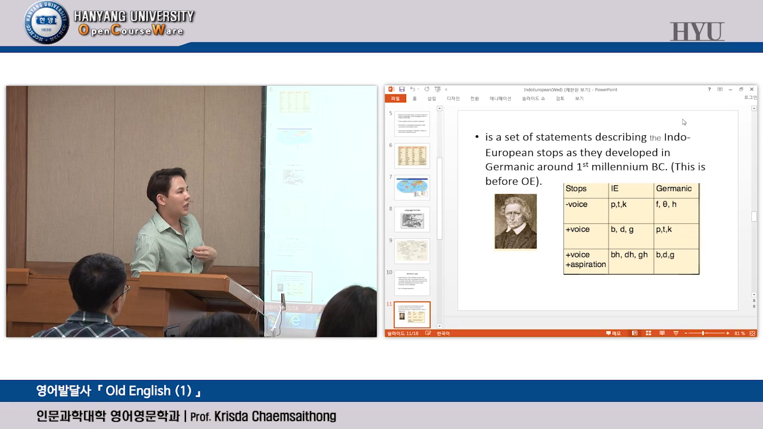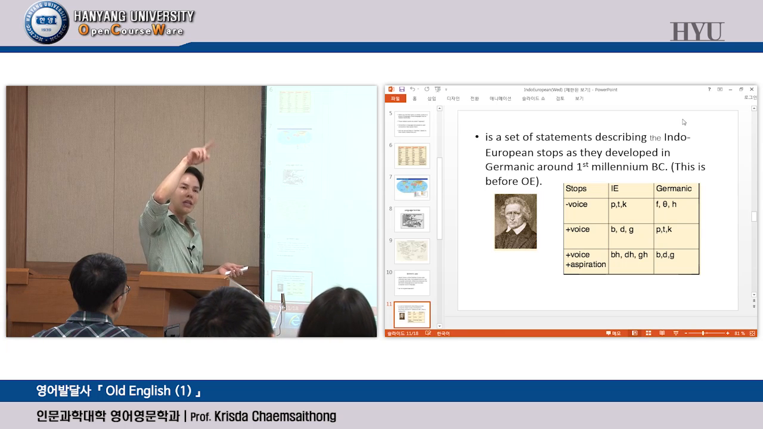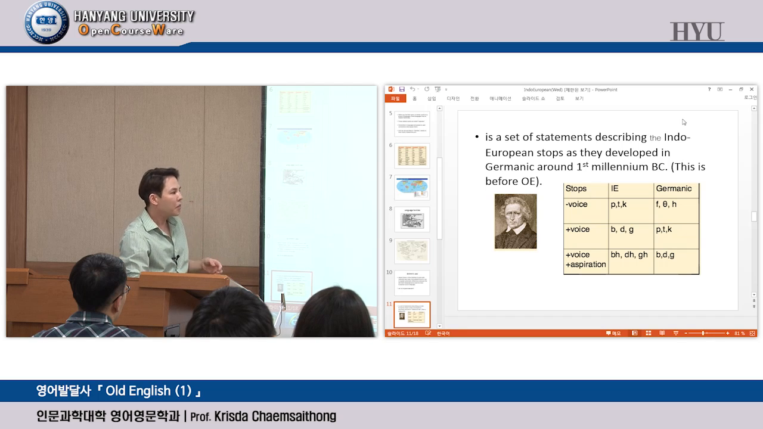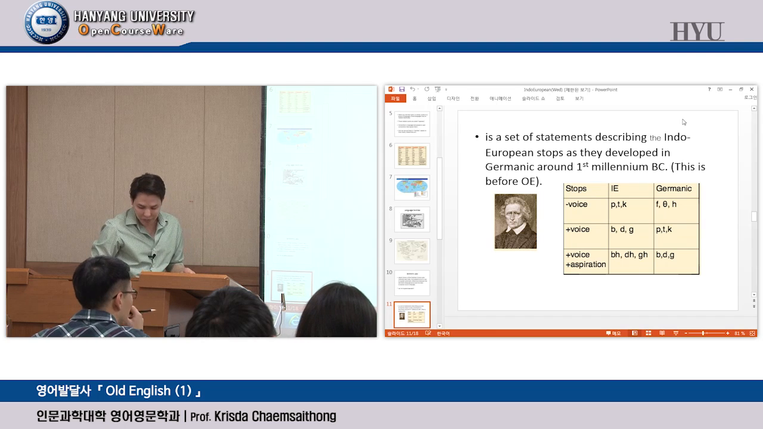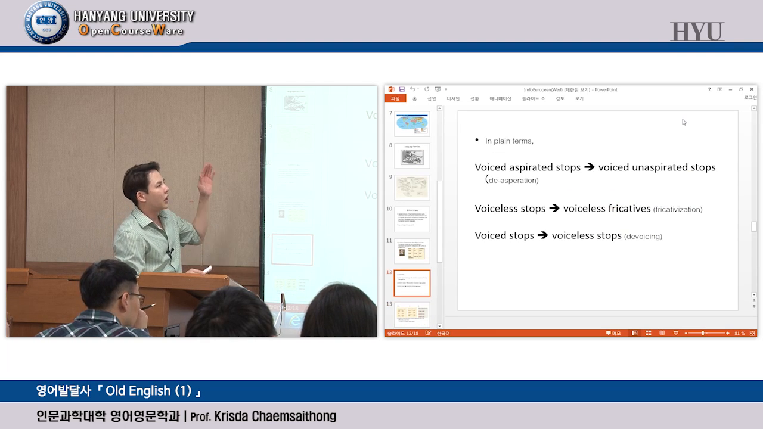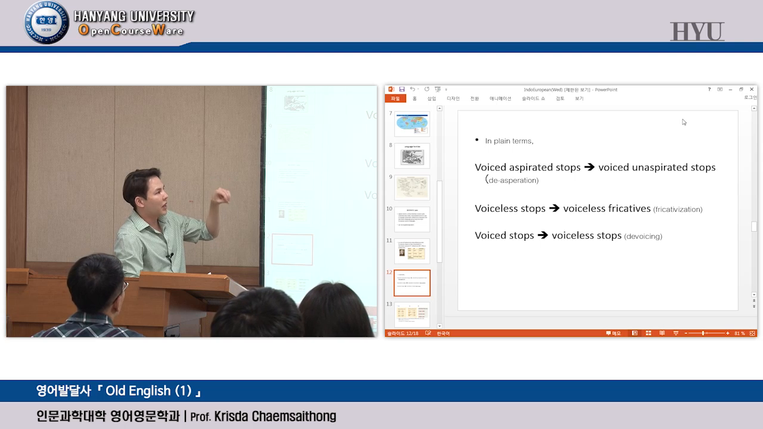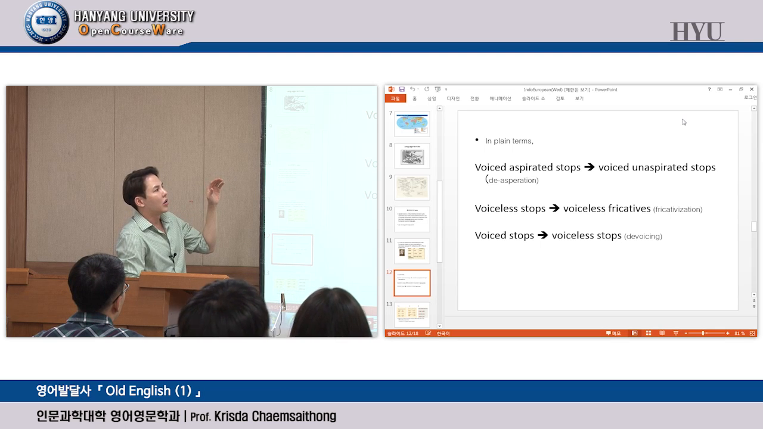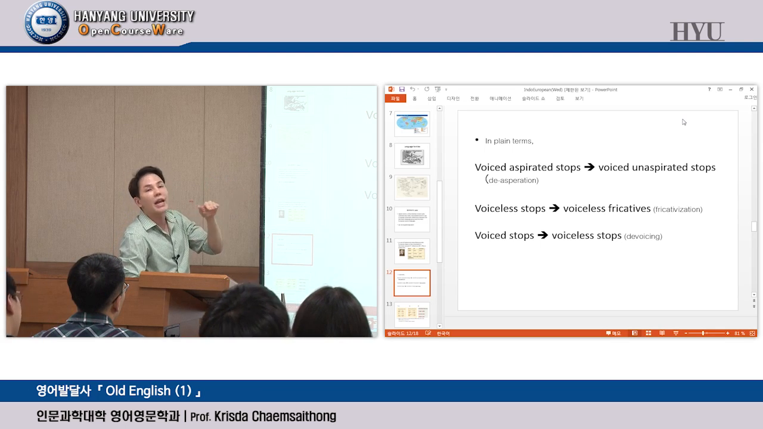Voiced B, D, G change to P, T, K, meaning voicing is gone: voiced to voiceless. And then voiced aspirated BH, DH, GH. Sometimes you put the H as a superscript, a little one, but it's the same thing. The aspiration is gone, so they go to B, D, G. So in plain terms, we have these rules. Voiced aspirated stops go to voiced unaspirated stops. In other words, de-aspiration.